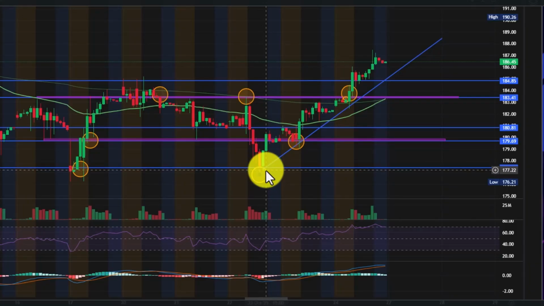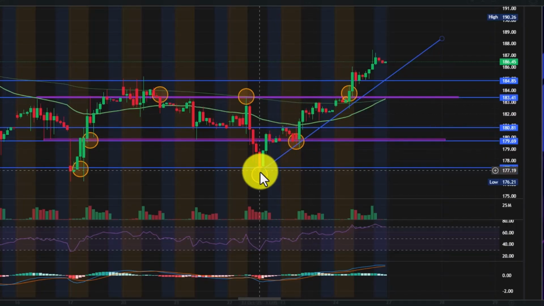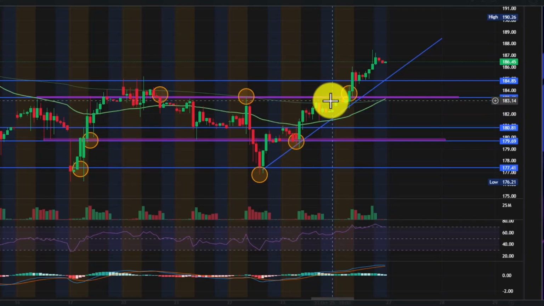And then next thing you know, the buyers showed up and said, no, we're gonna buy it here. This is a good deal. We believe in Nvidia. We have conviction Nvidia has to go higher. They started buying and buying. And then, of course, Nvidia started consolidating in here and then shot up here.